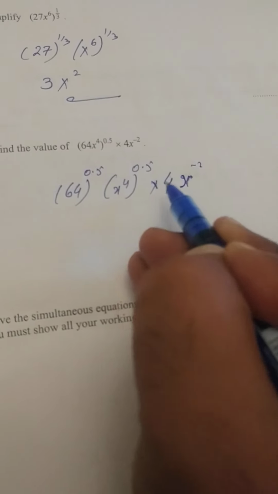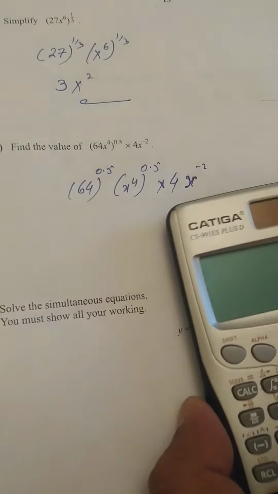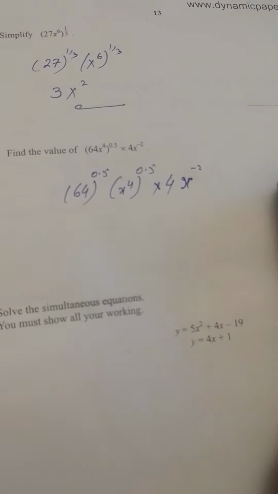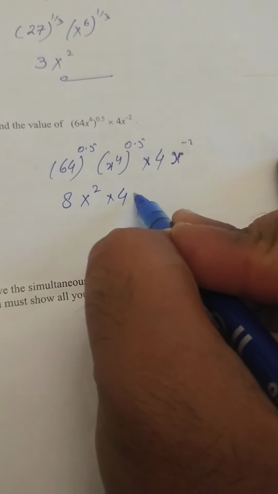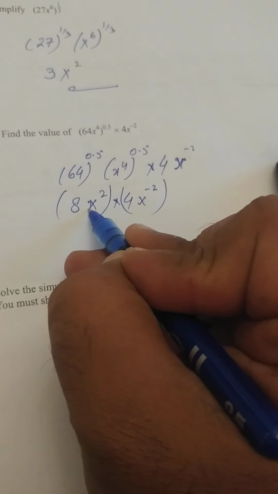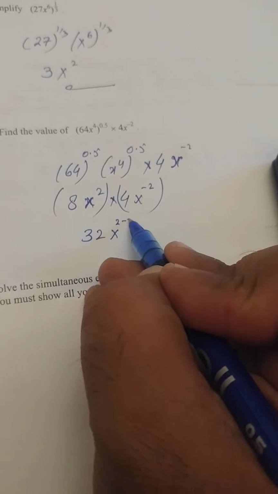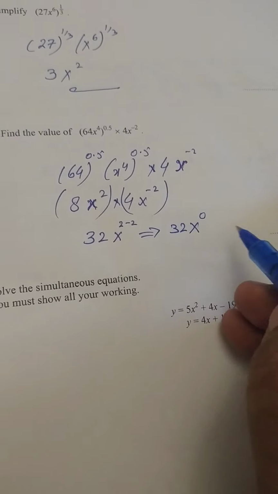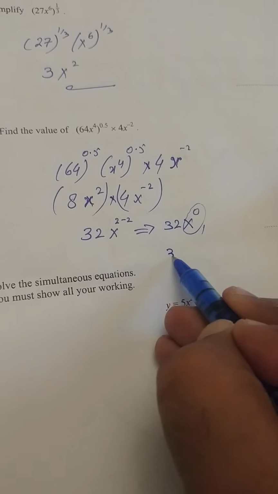Okay, this is x, this is times. So it becomes 64 to the power 0.5. Use the calculator. Okay, when you use the calculator it becomes 8x^2 times 4x power minus 2. Okay, so 8 times 4 is 32 and x^2, when you add it to negative 2, it becomes 32x power 0, and as you know any number power 0 is 1, so this whole term becomes 1. So we get 32 as the final answer.